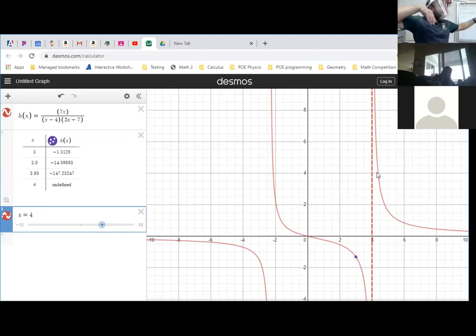As you try to get close to 4 on the other side, what does it do? It goes down to infinity. So, but you can't plug in 4 itself, right? You guys cool with that? So let's go ahead and get back to here.